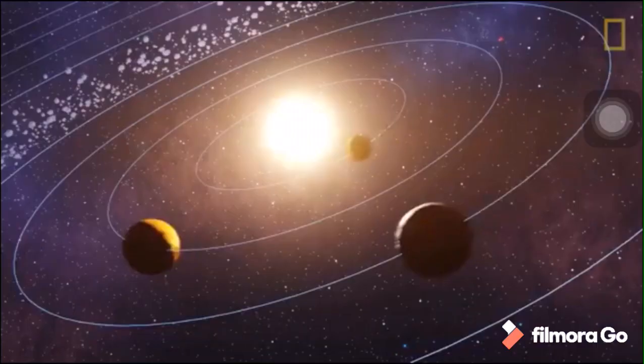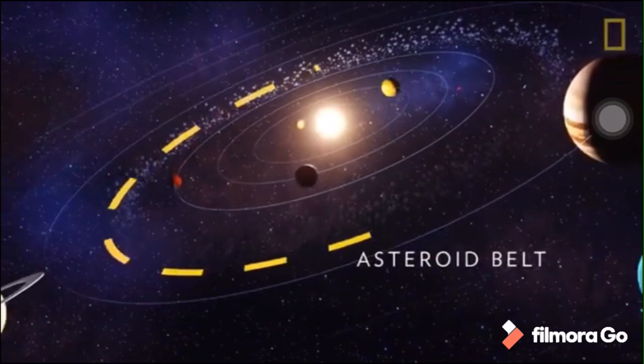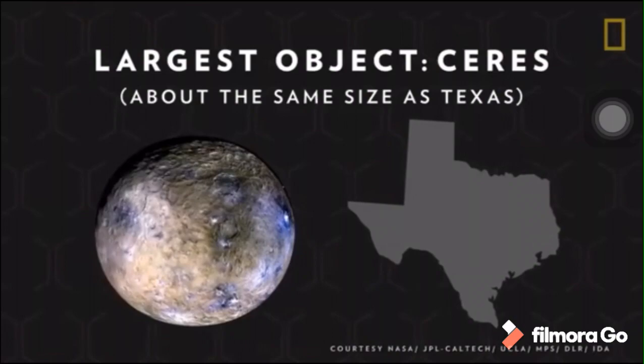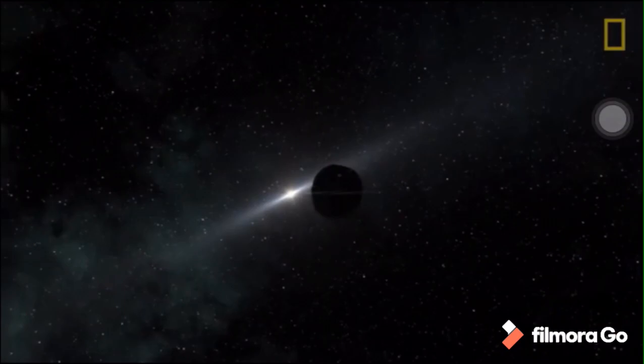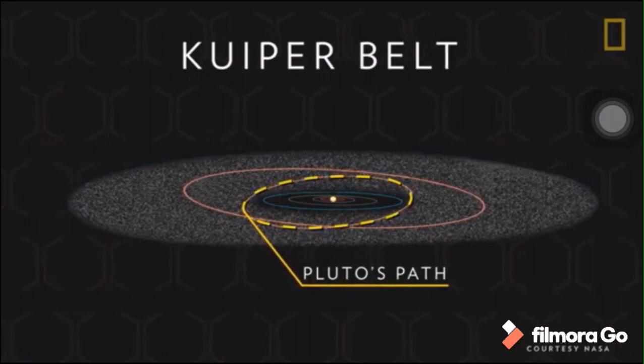Orbiting the terrestrial planets is the asteroid belt, a flat disk of rocky objects full of remnants from the solar system's formation, from microscopic dust particles to the largest known object, the dwarf planet Ceres. Another disk of space debris lies much further out and orbits the Jovian planets, the icy Kuiper belt. Apart from asteroids, the Kuiper belt is also home to dwarf planets such as Pluto and is the birthplace of many comets. Beyond the Kuiper belt is the Oort cloud, a vast spherical collection of icy debris.